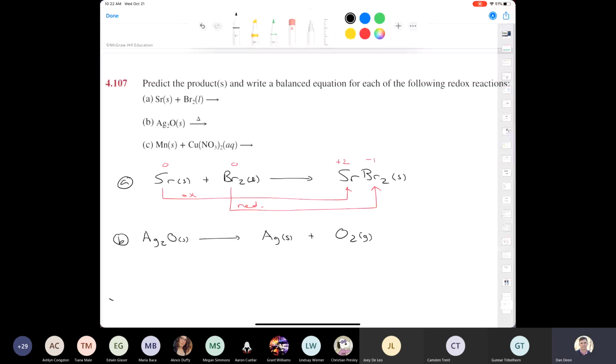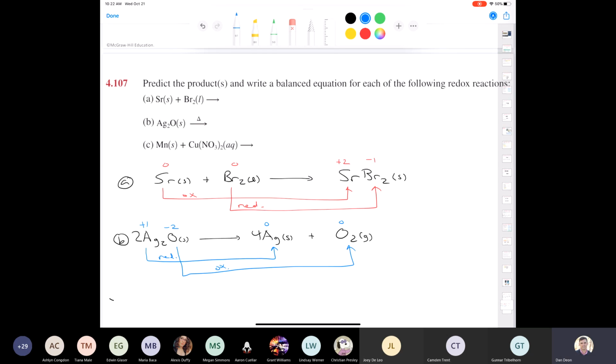We need to balance that out. So if we put a 2 here and a 4 here, it's balanced. There we have it. We know the oxidation number of the silver and the oxygen are both 0 because they're in their pure form here. Silver is +1 in silver oxide. The oxygen is -2. And so the silver is undergoing reduction, and the oxygen is undergoing oxidation.